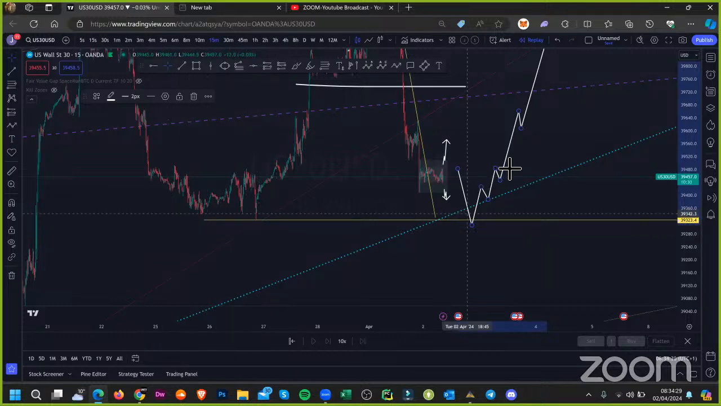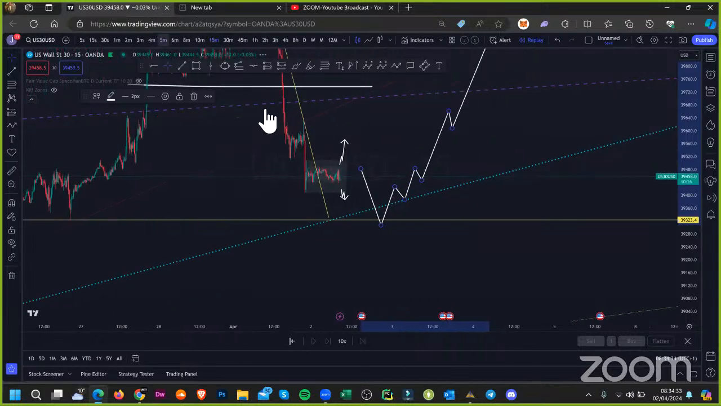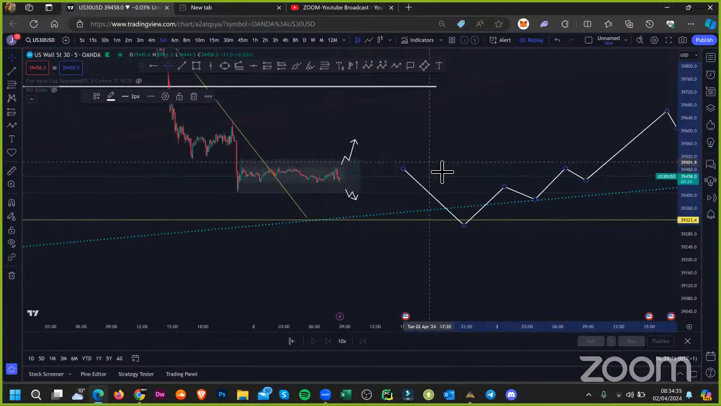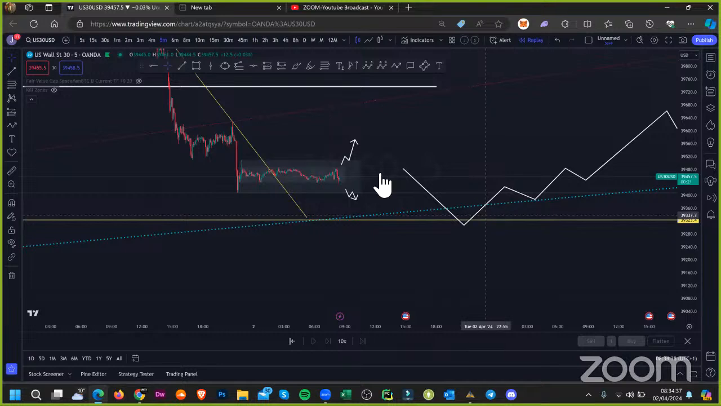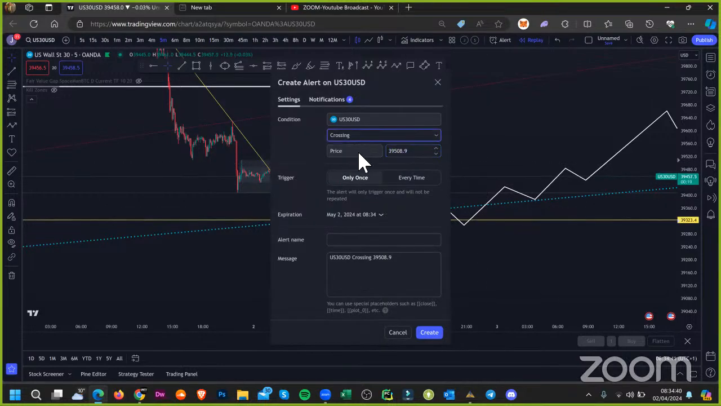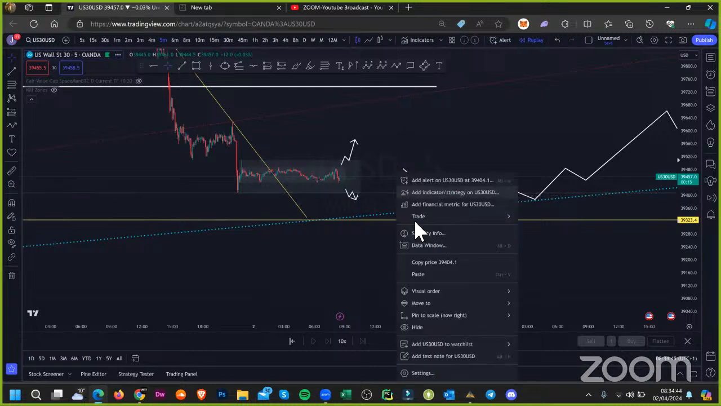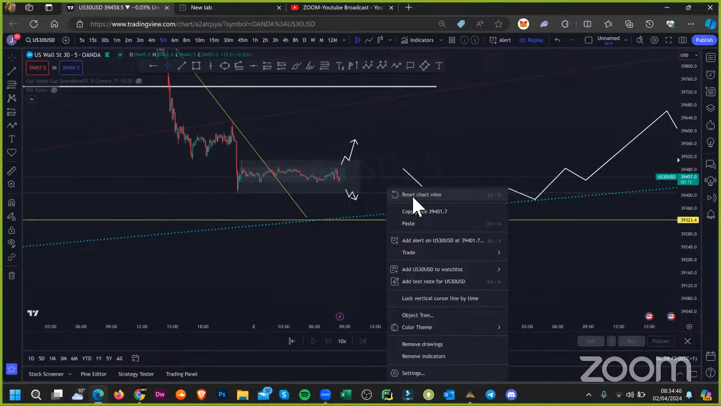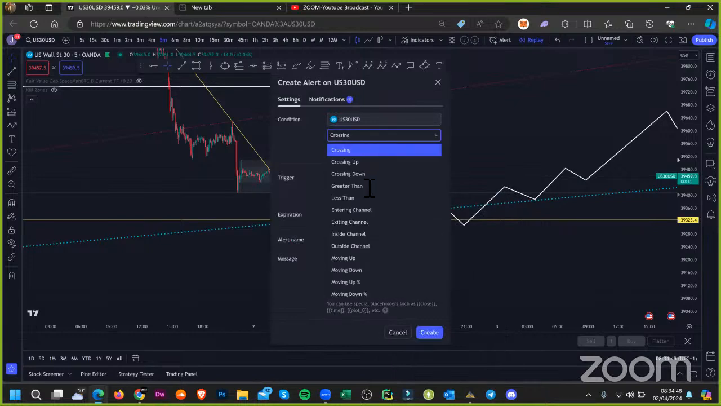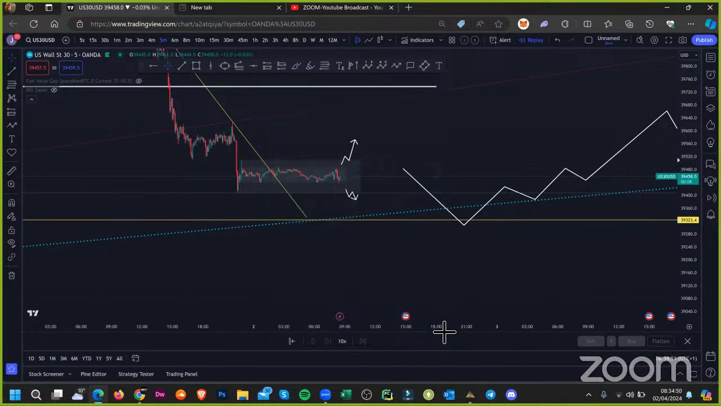So I'm very aware that all of these things can happen. I'm not marrying any scenario. What I'm doing is I'm popping in my alerts over here. Watch, I'm adding an alert crossing up. I'm adding an alert crossing down over here. And I will read and react to what the US 30 market does. It's that simple. I'm going to read and react to what it does.